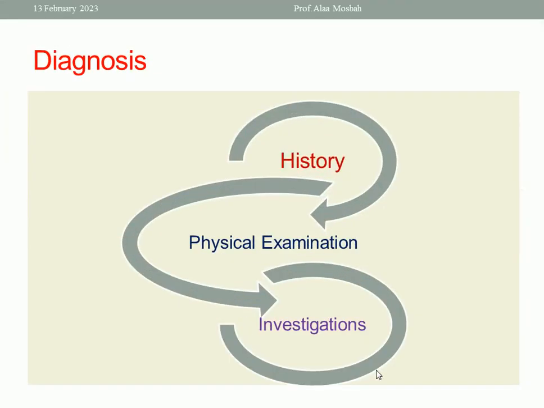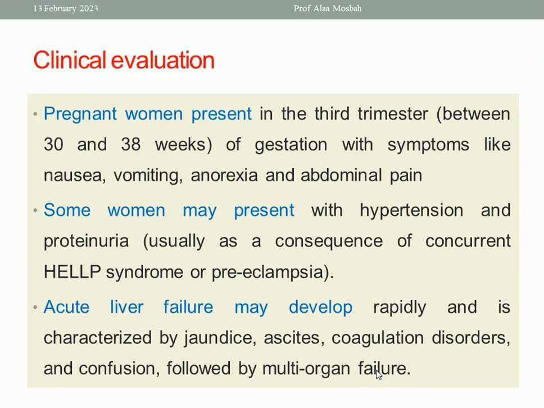So what about the diagnosis? How to reach the diagnosis of acute fatty liver of pregnancy? As I said before, presentation of this complication happens in the third trimester, mostly, starting with symptoms like nausea, vomiting, abdominal pain, anorexia. Also, some women may present with hypertension, proteinuria, usually as a consequence of concurrent HELLP syndrome or preeclampsia. Okay?